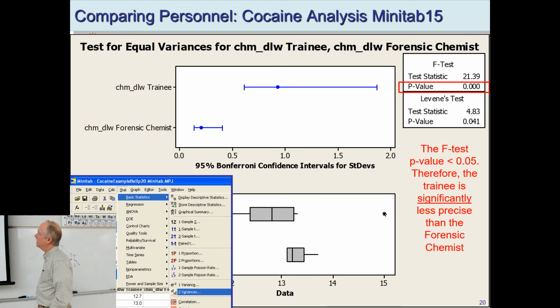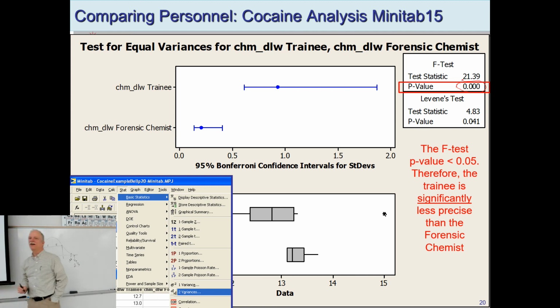Here's the F-test, comparing for equal variances. This is kind of nice because you go in and you say 2 variances, you tell it trainee, forensic chemist, and calculate the test. And this gives you the probability that your null hypothesis is true.